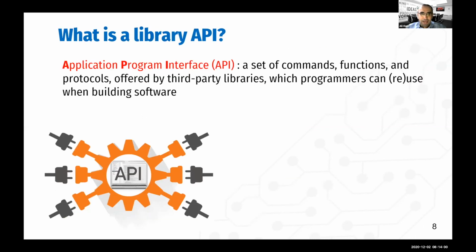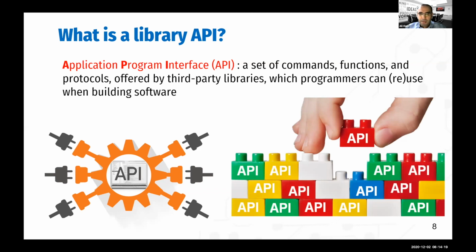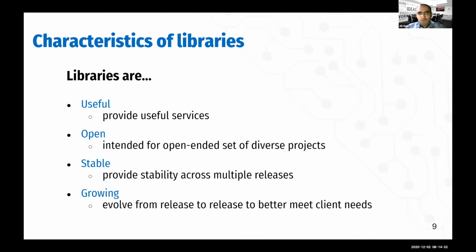These libraries are typically accessed via what we call APIs. An API, or application program interface, is a set of commands, functions, and protocols offered by third-party libraries that programmers can reuse to build software systems. So many software systems are built using several APIs that are available and can be easily integrated into a project. So I think I can move to Professor Mohamed to present some basic concepts around the characteristics of libraries and challenges related to the use of third-party libraries. Maybe Mohamed, I can stop my share and you share your screen.